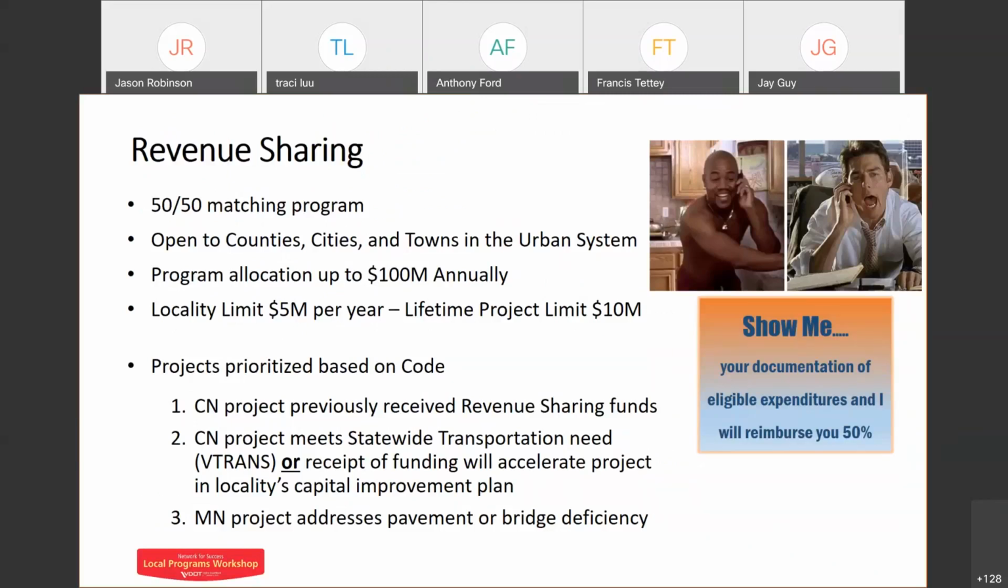Now, I do want to be clear that the first bullet point there says it is a 50-50 matching program. So the locality has to bring 50% of the funds to the table. And when I say to the table, if it's going to be a locally administered project, you don't actually send us the money. You actually just incur the cost, and then we reimburse you for 50% of your costs.